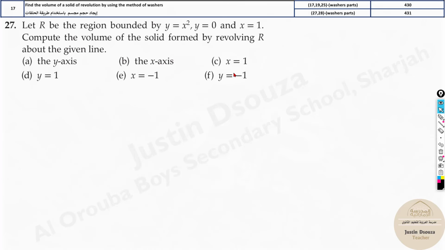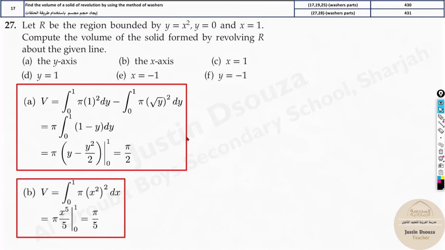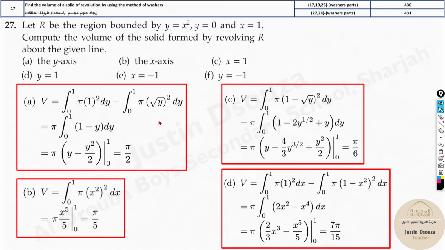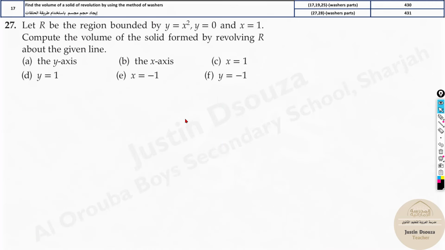Please do try more problems by yourselves. See, all the worked out solutions are there. Again, these are very simple. If there is hollow space, you would have outer radius minus inner radius. That is the method of washers. If you have only one thing squared, that means it's method of discs. So in this particular exercise, you will only have method of washers. They have clearly mentioned the washer part, so it will be outer radius minus inner radius. So only focus on those problems.